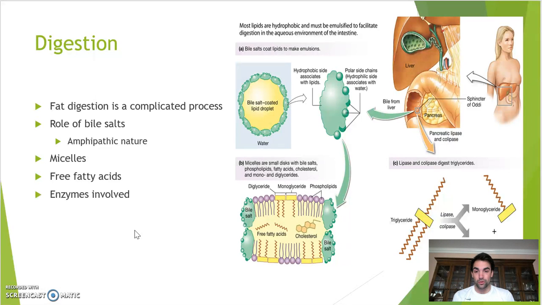And so in order for us to be able to digest these fats, we need a specific chemical ingredient, and that is bile salts. Now, bile salts not only speed up lipid digestion, they're also essential to the absorption of the end products of lipid digestion.